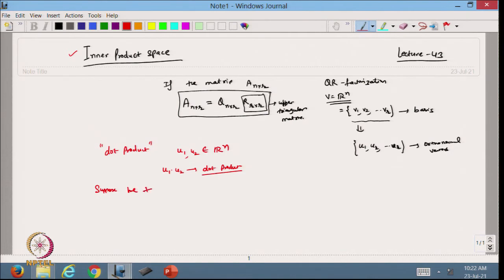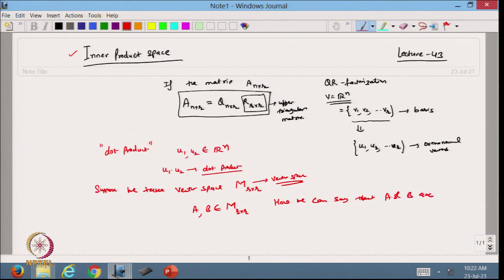Now, suppose we take the vector space of all matrices of order r cross r. So, it is also a vector space. Then suppose I take matrices A and B belonging to this vector space, then how can we say that A and B are orthogonal? How can we say that?